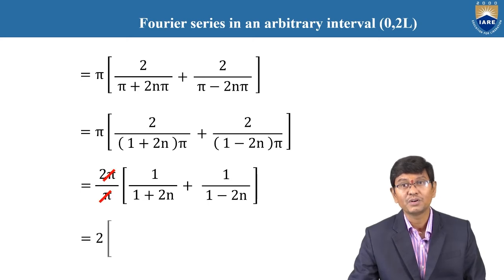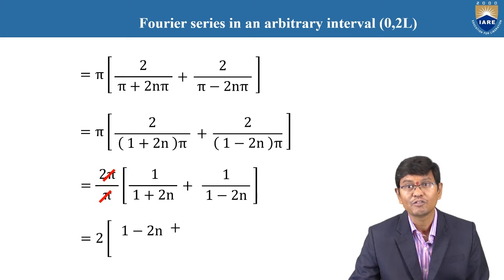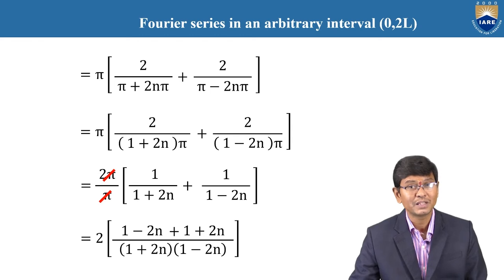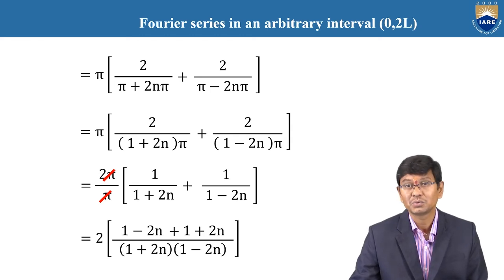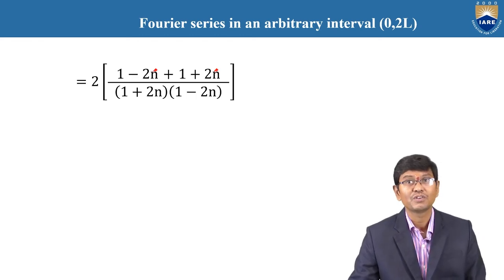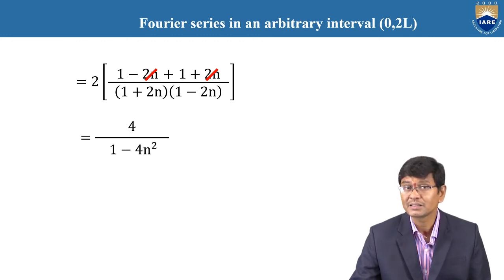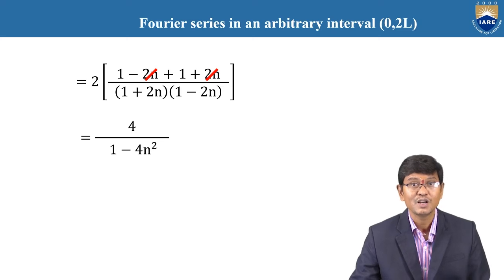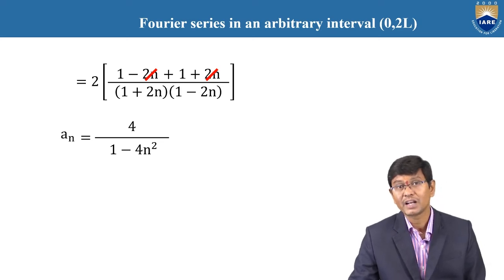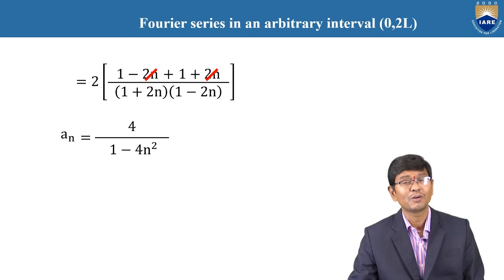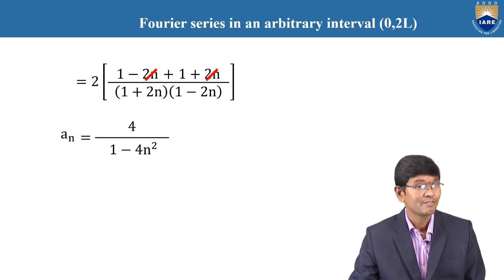Therefore, 2 into, after taking the LCM and cross multiplication, you obtain (1 minus 2n plus 1 plus 2n) by (1 plus 2n)(1 minus 2n). Here once again plus 2n and minus 2n cancel. Therefore, the numerator is 2 into 2, that is 4, and the denominator is (1 plus 2n)(1 minus 2n), which is 1 minus 4n squared, because (a plus b)(a minus b) is a squared minus b squared. Therefore, finally a_n is equal to 4 by (1 minus 4n squared).